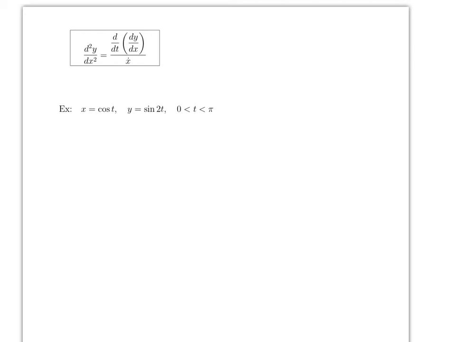Now the formula for the second derivative is a little more involved. This is the formula. You can write it down and make sure you try to memorize it. Don't forget that dy/dx, so remember this is what we were doing right now, is the same thing as y dot over x dot. So therefore you need to figure out the derivative of this first. And then once you figure out the derivative of this, you take the derivative of whatever you got with respect to t and divide by x dot. So that's the formula.